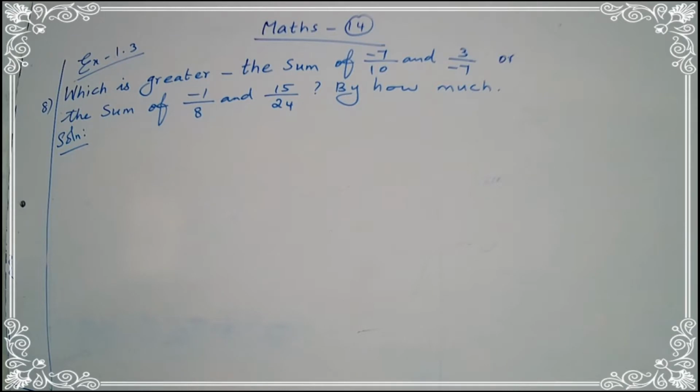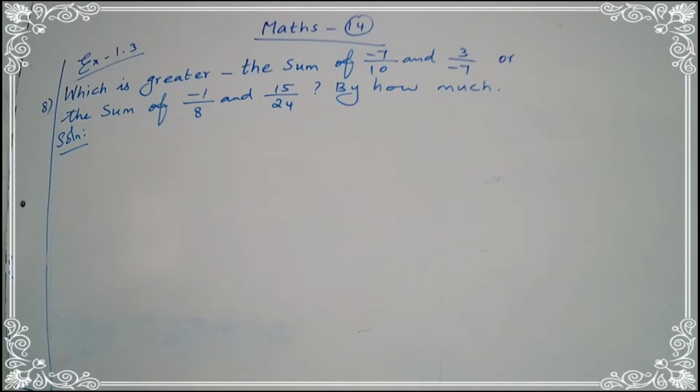Listen. Now let's see the continuation of the previous class, okay children? In the previous class we studied exercise 1.3 questions. Now, in exercise 1.3, question number 8. Your question is, which is greater? All of you listen. Which is greater, the sum of minus 7 upon 10 and 3 upon minus 7, or the sum of minus 1 upon 8 and 15 upon 24, and by how much?